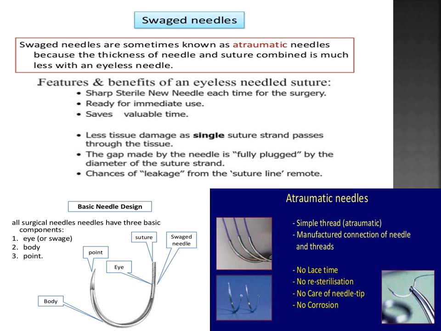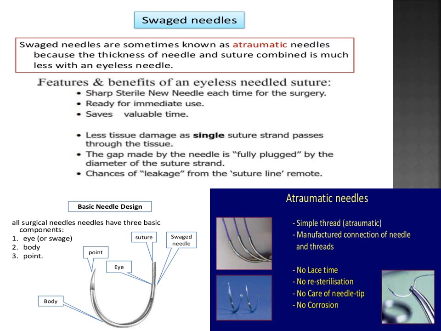The swaged needles, that is exactly what I mentioned to you previously. I showed you in the previous picture. The swaged needles are also called atraumatic needles. They're very sharp, sterile, and ready to use, and it saves time. You see the needle, there is no eye there, but you have the suture coming straight out. That is called the swaged needle. Again, it's a simple thread, and they're all sterile.